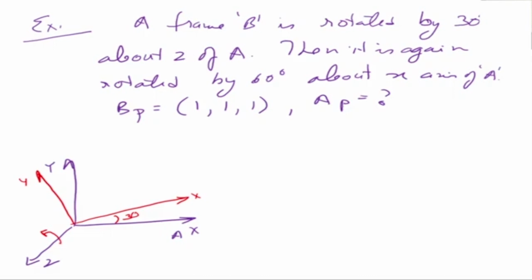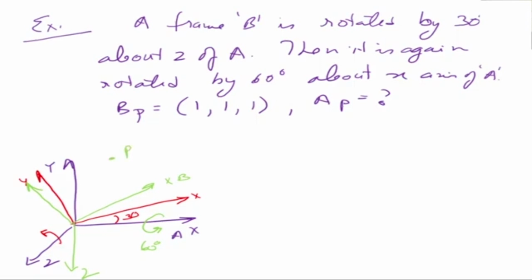What about the second rotation? It is then rotated by 60 degrees about the x-axis. So this is my second rotation, 60 degrees. Now your z-axis is coming here, your y-axis is going there, and your x-axis is coming there, x of B. So this is the B frame. Now it has gone there.